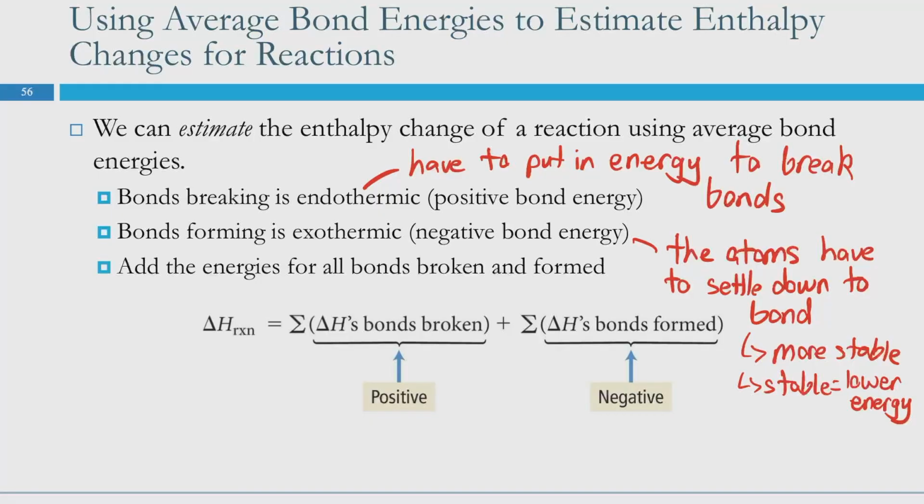So what we're going to do in these calculations, you can use this formula. The sigma letters over here mean that we're summing or adding up all of the energy of the bonds broken. And we're going to add to that the negative value, that's the bonds being formed. We've got a couple of examples.